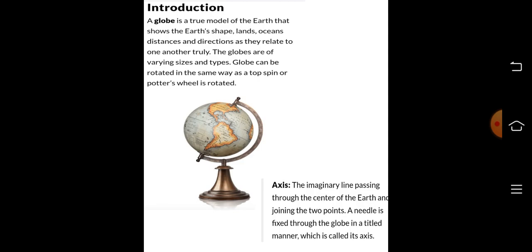Axis: the imaginary line passing through the center of the earth and joining the 2 points. A needle is fixed through the globe in a tilted manner, which is called its axis.